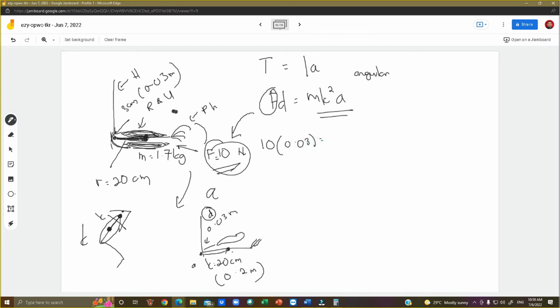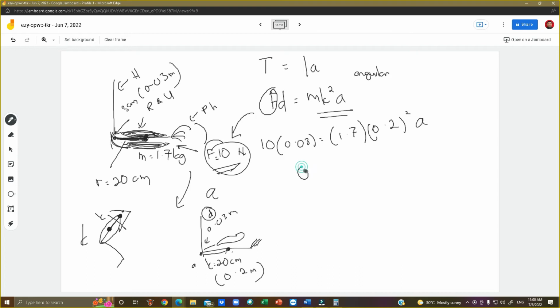M is the mass of the system, 1.7, and K squared here is the radius of gyration of the system. Tadi D tu jarak force dengan axis. K is the radius of gyration, or the distance from the middle point to the axis of rotation, which is 20 cm, 0.2, squared, times alpha. Kamu dah boleh dapatkan alpha.